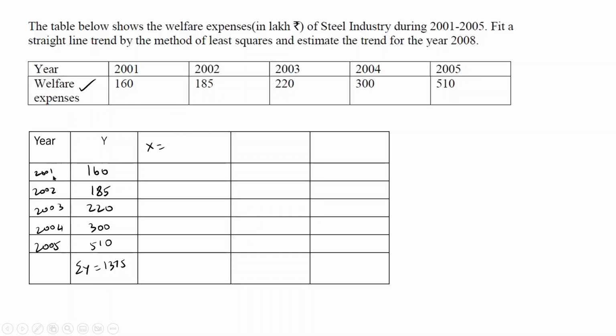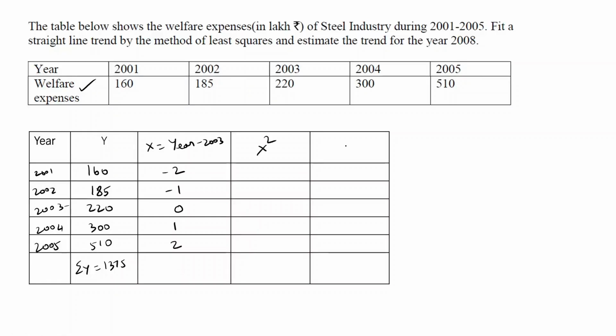And next we can take X. Here we can see that the number of years is 5, which is an odd number. So we can shift the origin by taking 2003 as the middle year. So X is year minus 2003. So for 2003 this is 0, for 2002 it is minus 1, for 2001 it is 2001 minus 2003, minus 2. Then for 2004 it is 1. For 2005 it is 2. As a result we get the sum of all these values as 0.